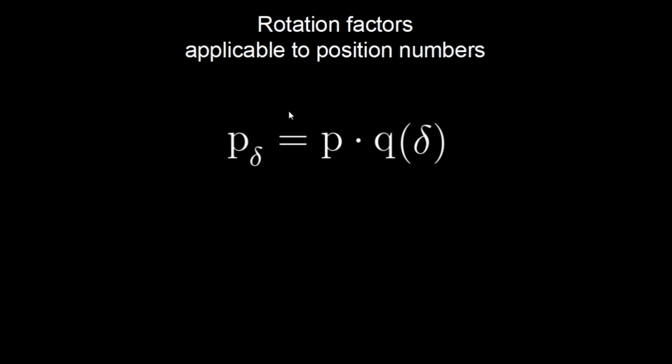Here is the definition of rotation factor for rotating a position number. Multiplying a rotation factor Q of angle delta to position number p makes the position number rotate to position number p sub delta with the implied direction changed counterclockwise by angle delta and the position number's magnitude unchanged.